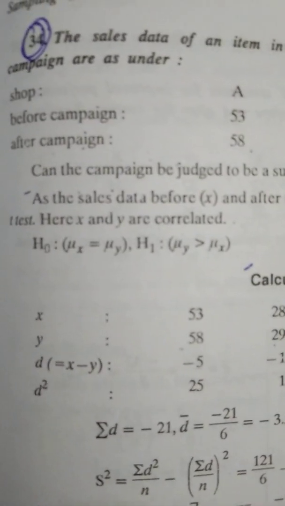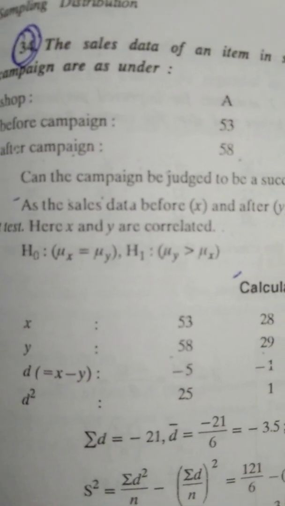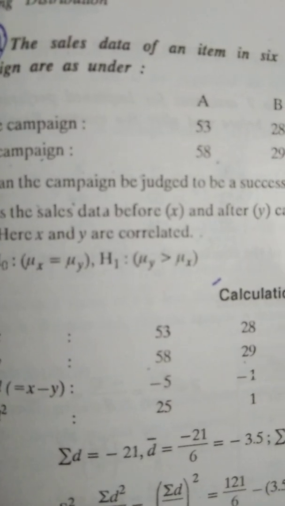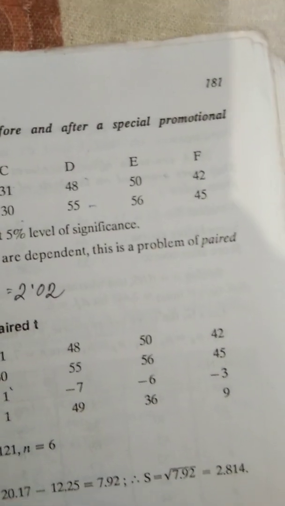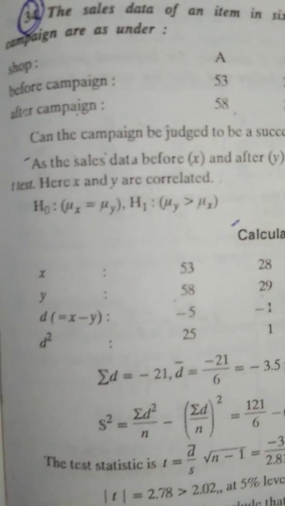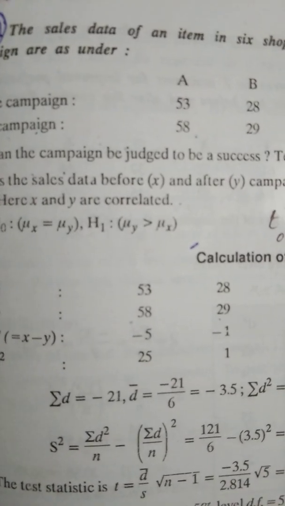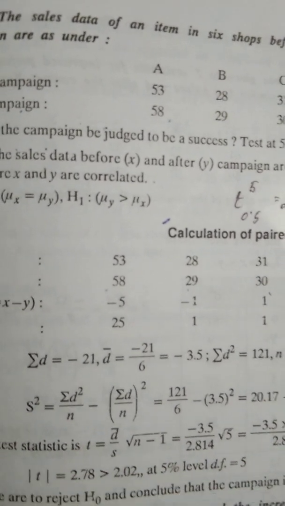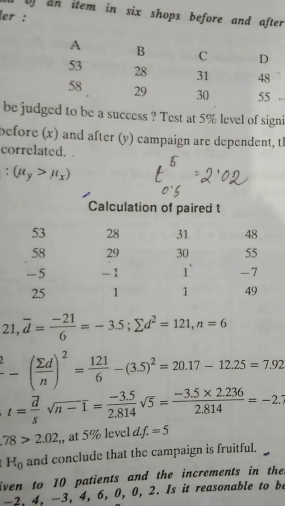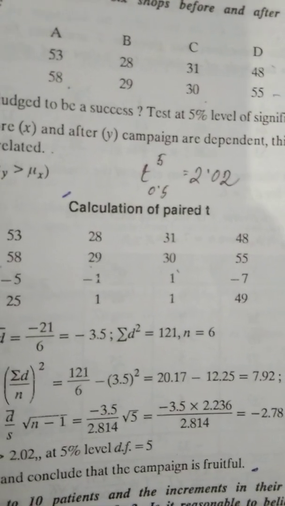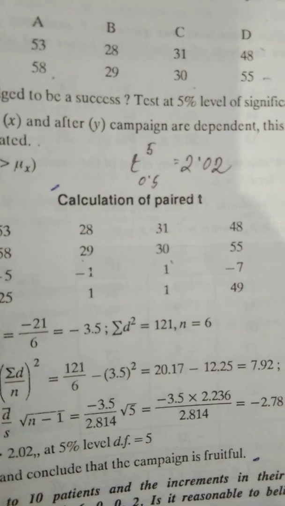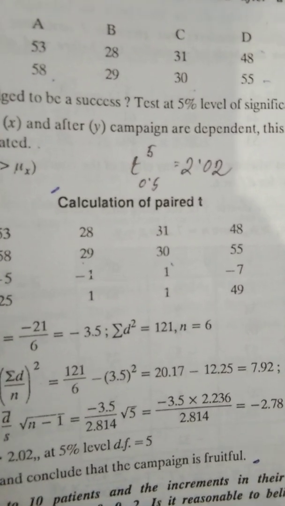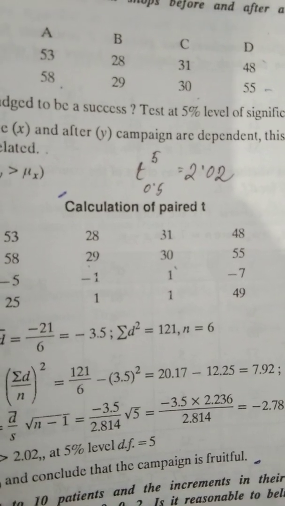In the next case, what will happen? Obviously, why is a promotional campaign done? To increase the sale, to augment the sale, to enhance the sale. That's why our alternative hypothesis will be mu y greater than mu x. Now coming back to the calculation, as we are comparing, it is known as paired t test. When we are comparing, in that case paired t test is applicable.